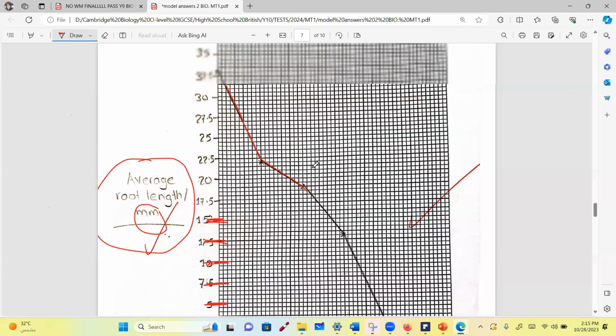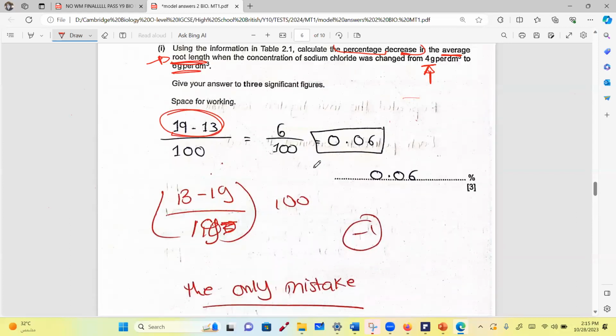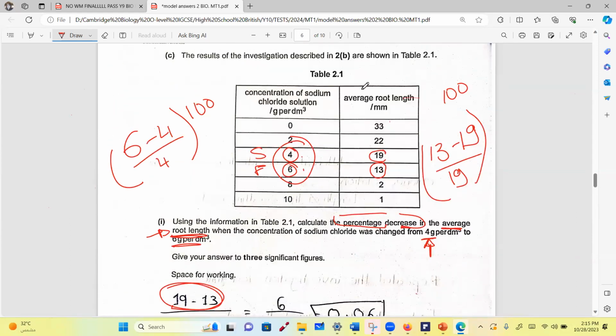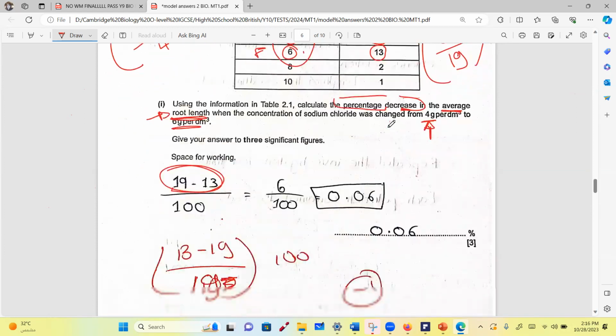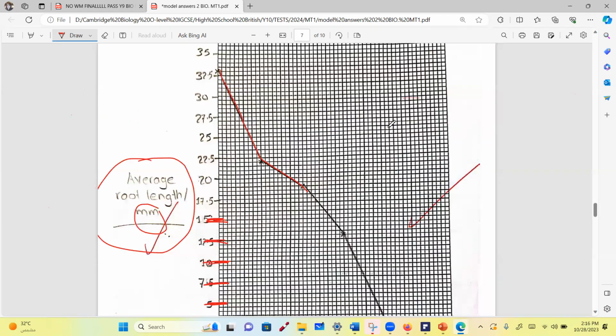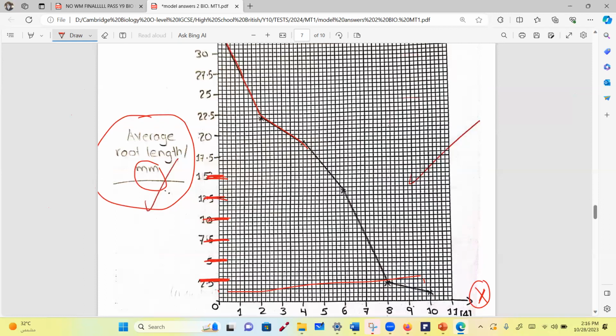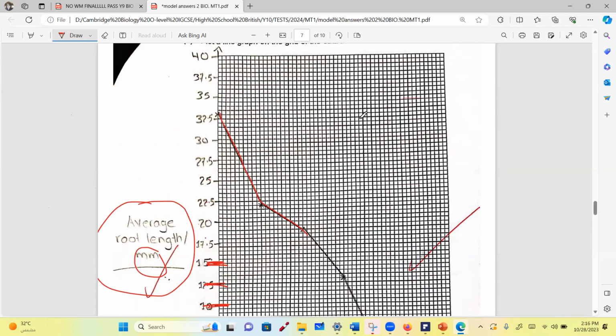Okay? And then she will go to her table. On the y-axis, she's going to plot the results, which is the average root length. The maximum value is 33. Let's say 35, because we like multiples of 5. How many boxes does she have? She has 1, 2, 3, 4, 5, 6, 7, 8, 9, 10, 11, 12, 13, 14, 15, 16. Let's say 15. I want to distribute the 35 over the 15 boxes, so I spread them.